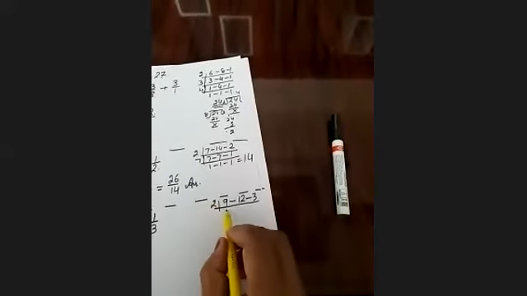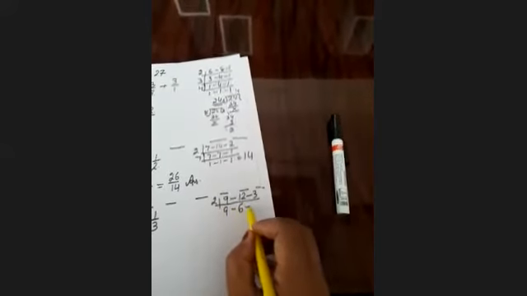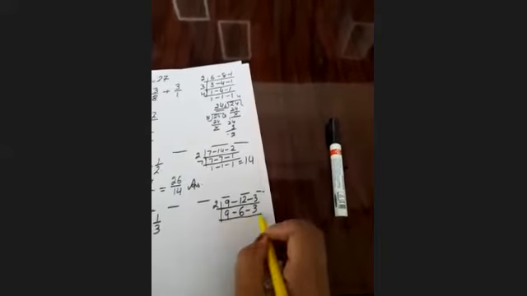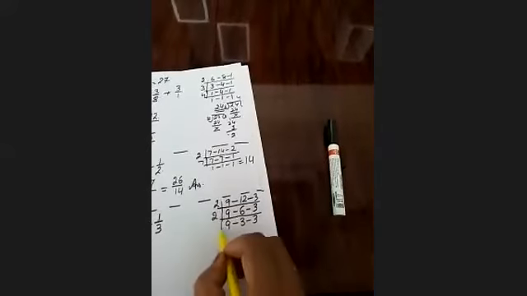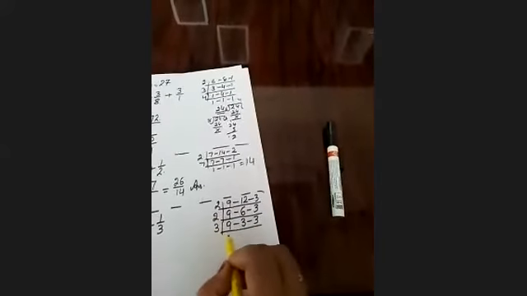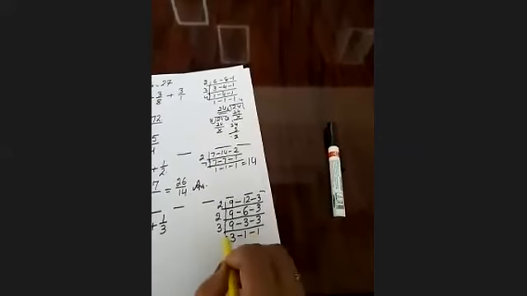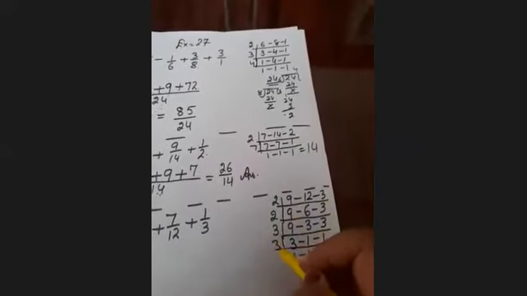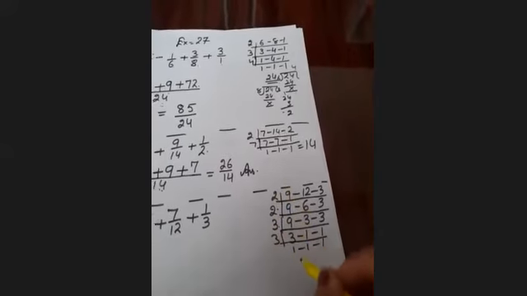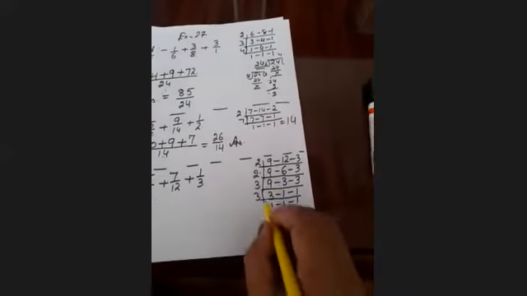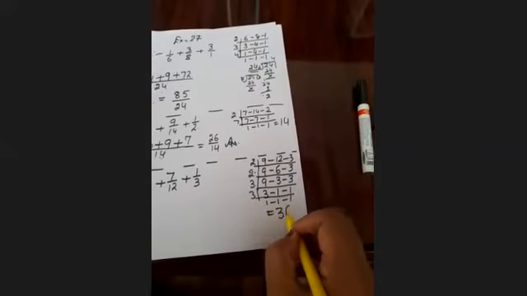First divide by 2: 6, 3. Again divide by 2. 9, 3, 2 or 6, 3. Divide by 3, 3 or 9. Now students, the LCM of 9, 12 and 3 is 3, 3 or 9. 9, 2 or 18. 18, 2 or 36. So LCM is 36.